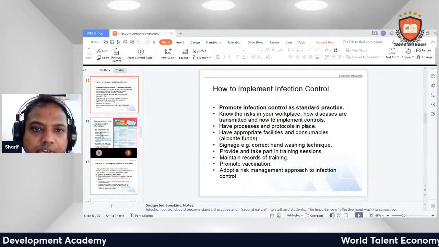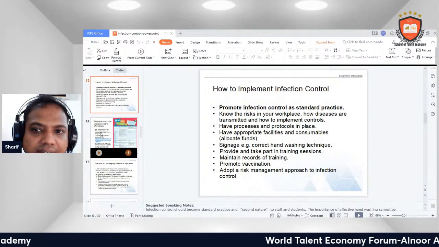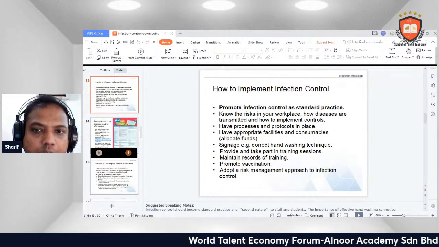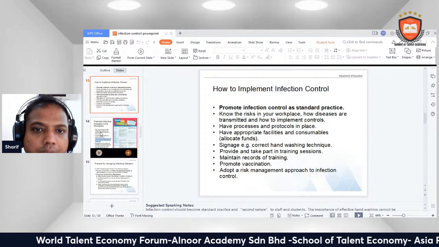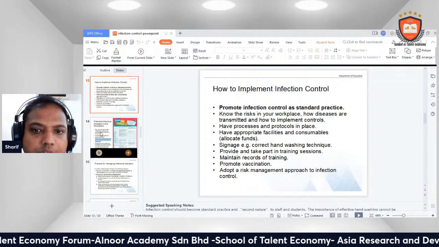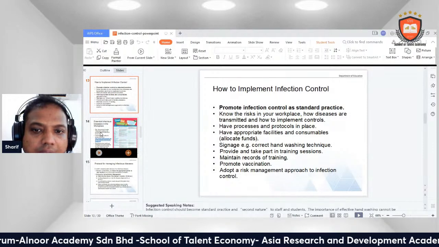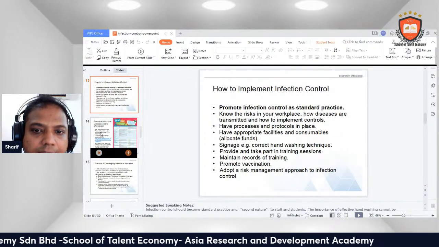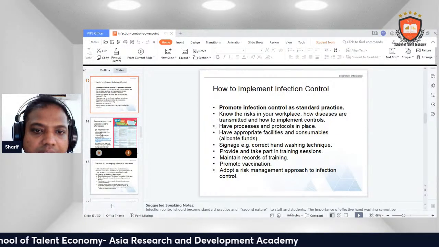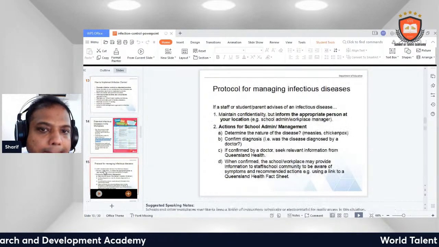How to implement infection control: promote infection control as a standard practice. Know the risks in your workplace, how diseases are transmitted, and how to implement control. Have procedures in place. Have approaches, facilities, and consumables. Use correct hand washing techniques. Provide and take part in training sessions. Maintain records of training. Promote vaccination. Adopt a risk management approach to infection control.